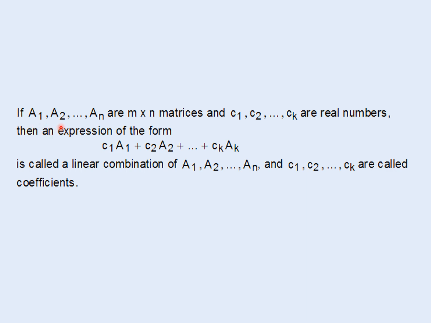If A1, A2, up to Ak are m by n matrices, and C1, C2, up to Ck are real numbers, the expression of the form C1 A1 plus C2 A2 and so on and so forth plus Ck times Ak is called a linear combination of the matrices A1, A2, up to Ak. And C1, C2, up to Ck are called the coefficients.